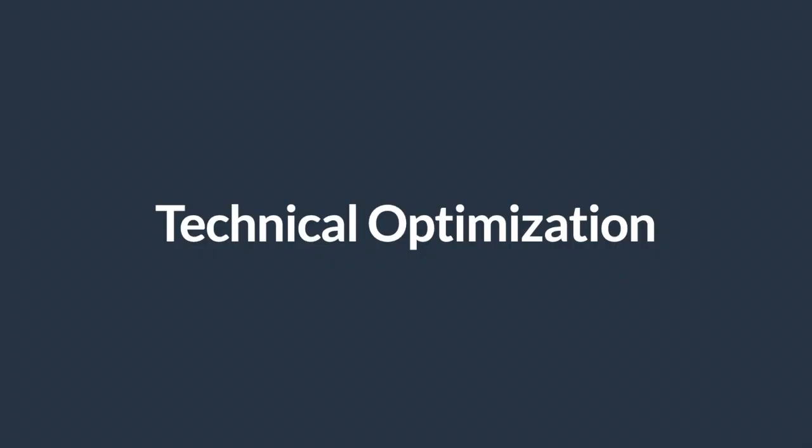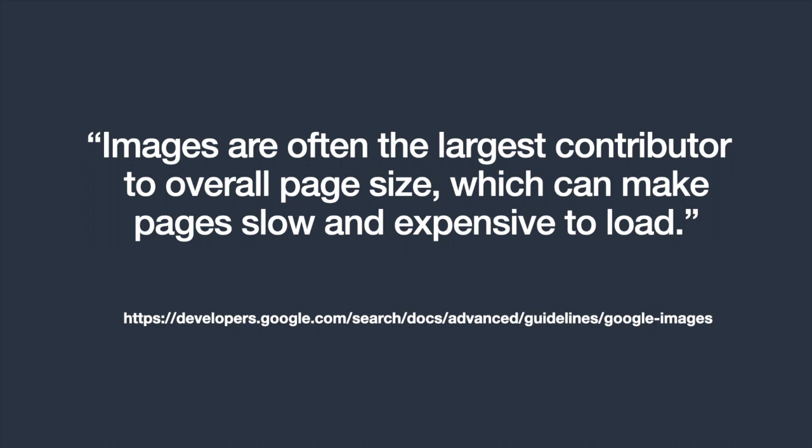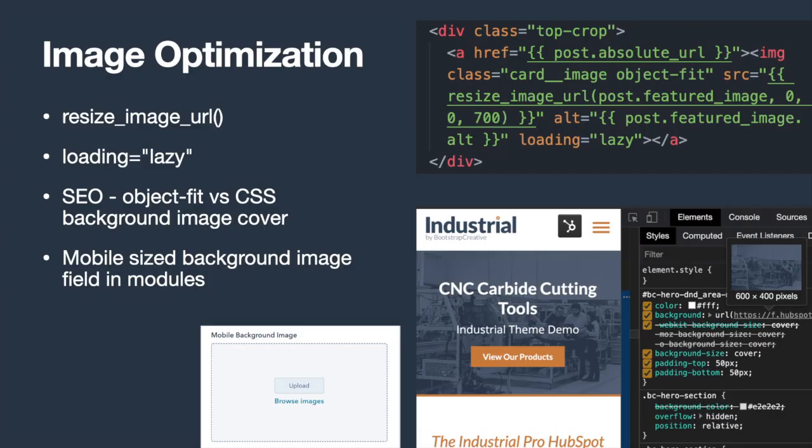In this final section, I will look into how I address some technical optimization to improve on-page SEO and page speed. As you know, images are often the largest contributor to page size, making pages load slow. So wherever possible, I use the resize image URL function to prevent displaying extremely large images. Modules like the Hero section include a mobile-sized background image field to prevent loading a super large image on mobile.